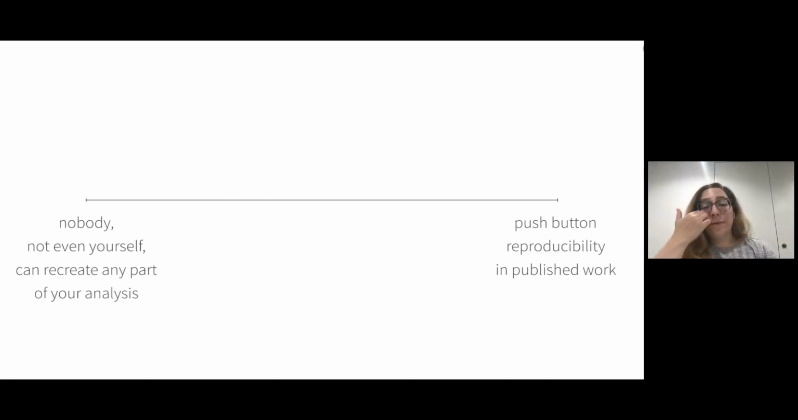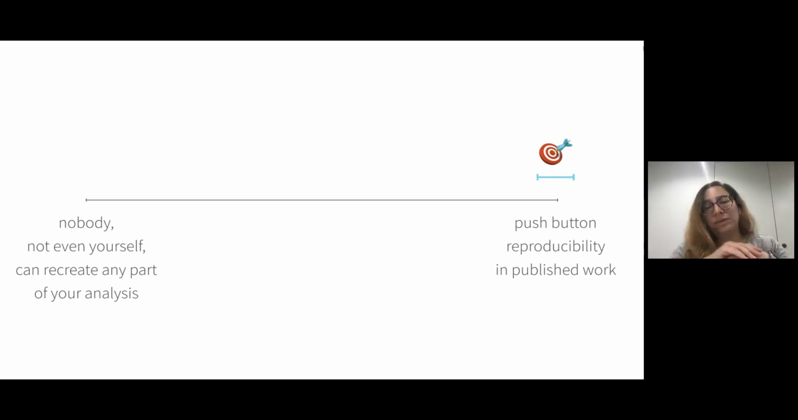When we say reproducibility, let's think about where we are in terms of the grand scheme of reproducibility. On one end, you have nobody, not even yourself, can recreate any part of your analysis, which is basically a mess. On the complete other end, you have push-button reproducibility in published work, kind of like the paper that I was showing you is a proof of concept. Maybe you aim for somewhere here.